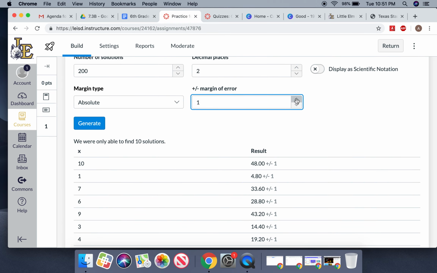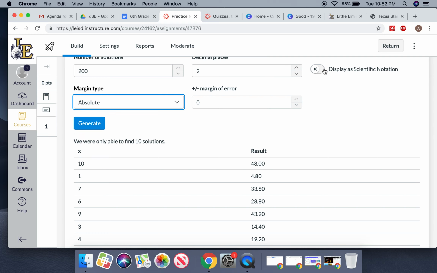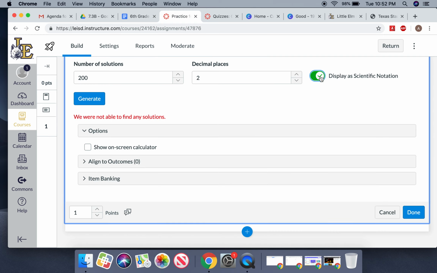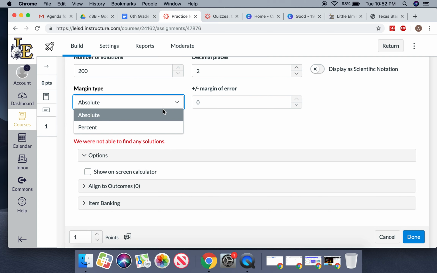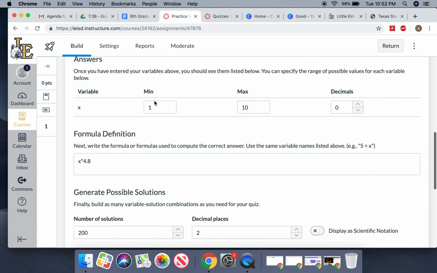The margin of error means simply like if you wanted to give students a chance to say, oh, I want them in this range because maybe they're doing something that's not exact. On this particular problem, they're really just multiplying. So obviously, I think you want it to be an exact amount. So we don't want any margin of error. You can display it as a scientific notation actually if you were doing like a science problem. So we'll kind of look at that here in a little bit. And then if you want it absolute or percent, I think for the most part you're going to want it absolute. So that's the idea of it, right?